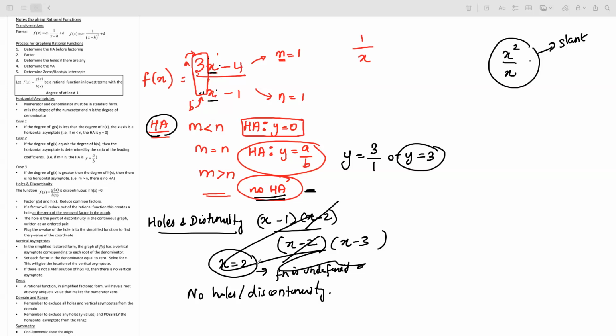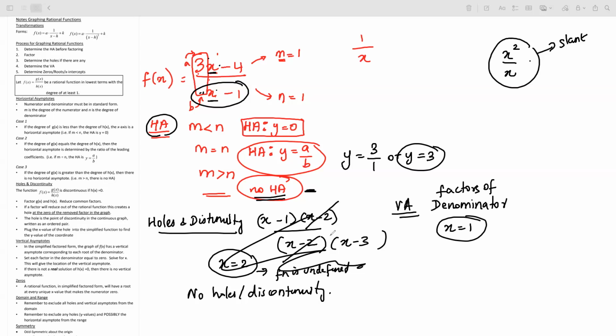What are vertical asymptotes? To find the vertical asymptotes, go to the denominator and find the linear factors of the denominator. x minus 1 is a linear factor, so x equals 1. Whatever the factors in the denominator are, they are vertical asymptotes. All factors of the denominator are vertical asymptotes.